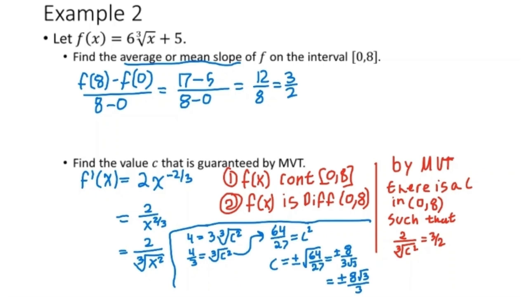But remember, we're only looking for the value guaranteed by the mean value theorem. Since our interval was 0 to 8, we would drop the negative value of c and only keep c equals 8 root 3 over 3. So the value guaranteed for c by the mean value theorem is 8 root 3 over 3.